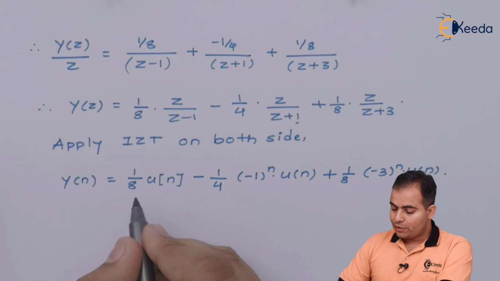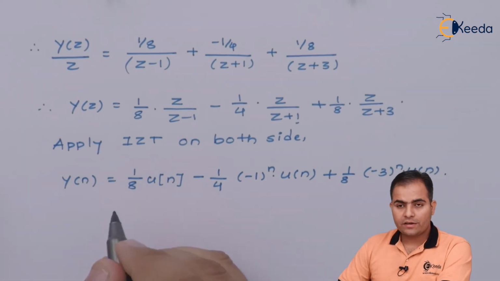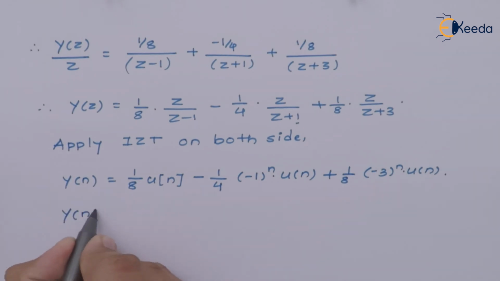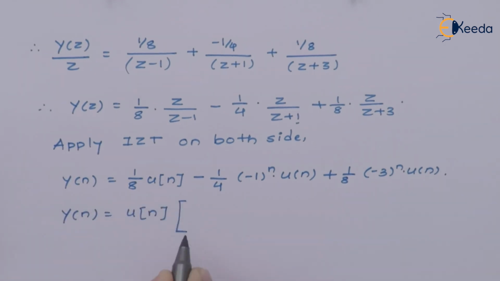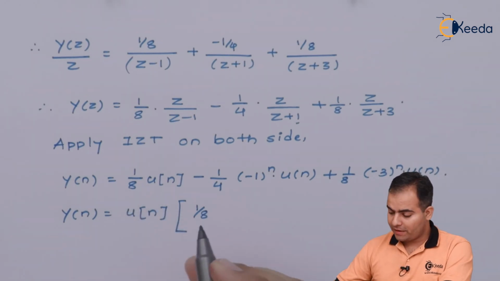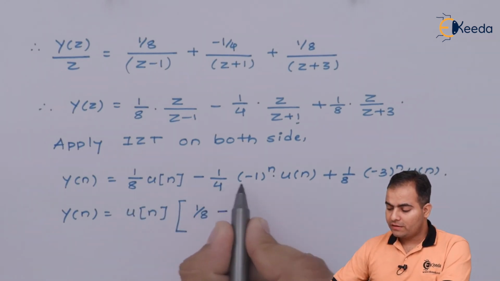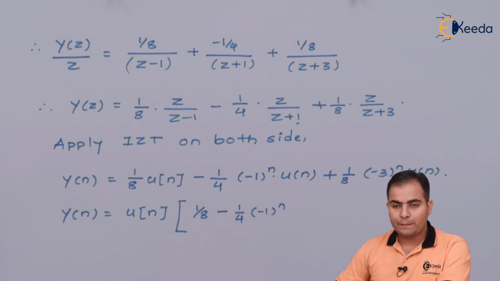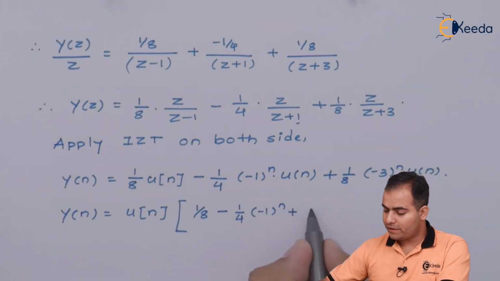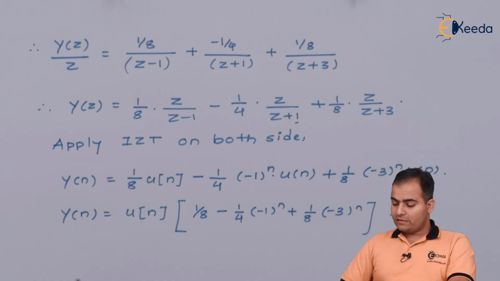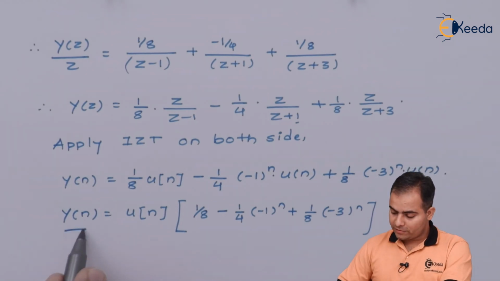Now again, you can stop here also, or else if you want to move further, then you can take u of n common. So if I take u of n common, then the first term is 1 by 8. Next, here minus 1 by 4 raised into minus 1 raised to n, and in the last part, 1 by 8 into minus 3 raised to n is left as it is. Now this is all about the step response.